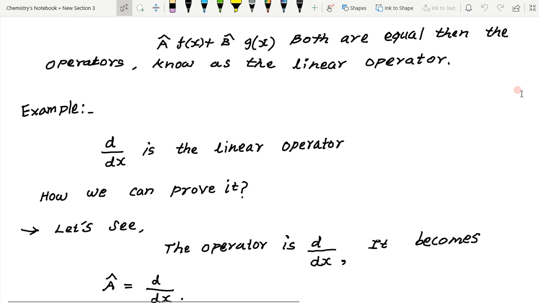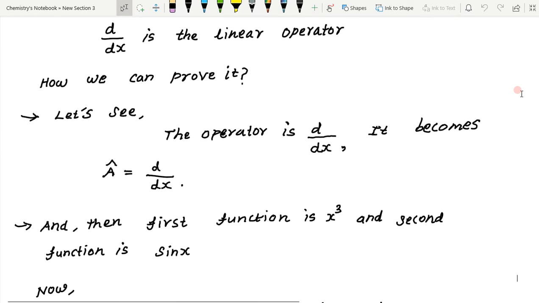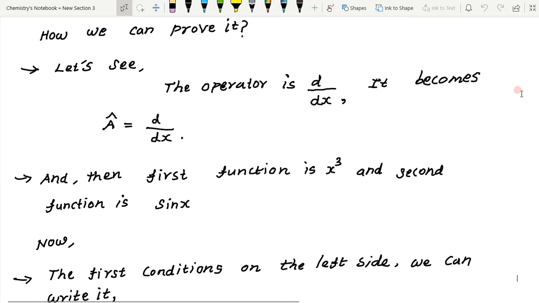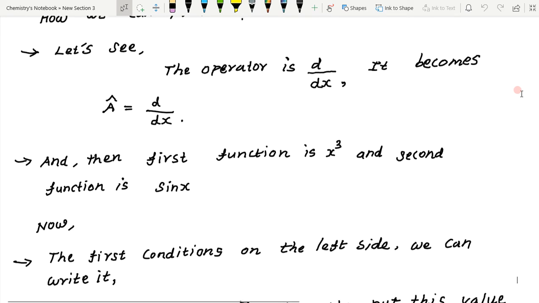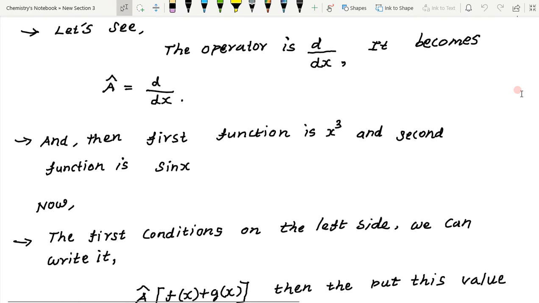How can we prove it? Please just think about it. Let's see, the operator is d by dx. It becomes operator A equal to d by dx, and then the first function is x cube and the second function is sin x. Now the first condition, on the left side.